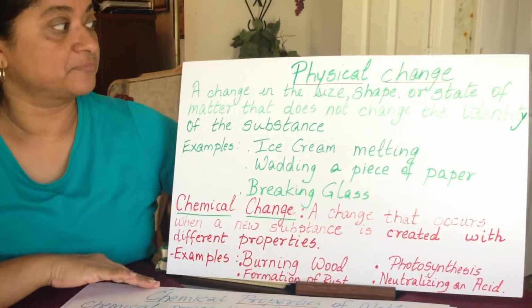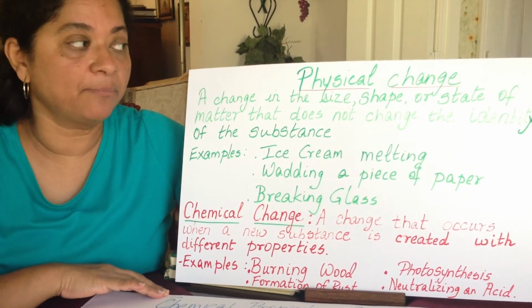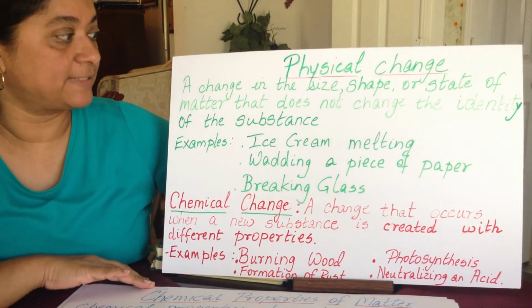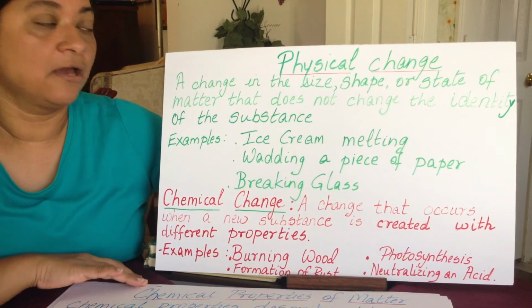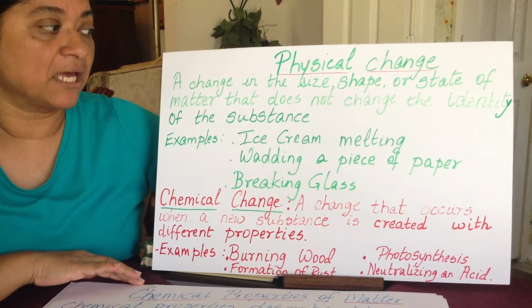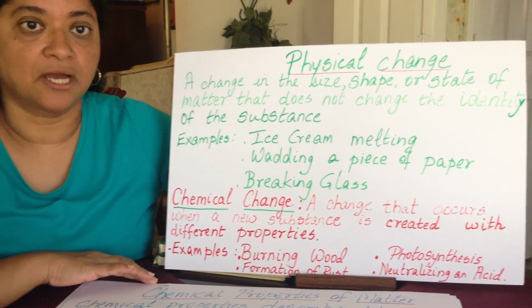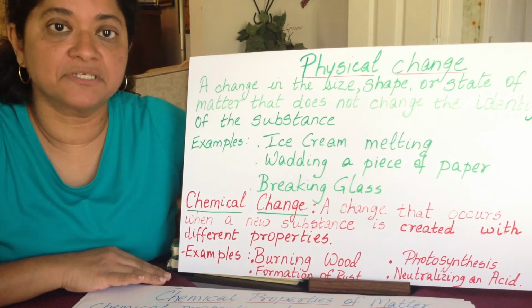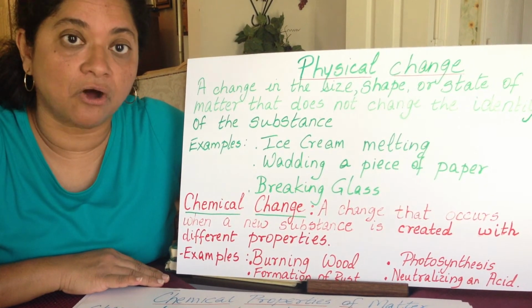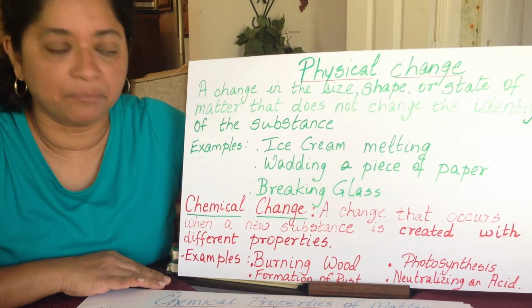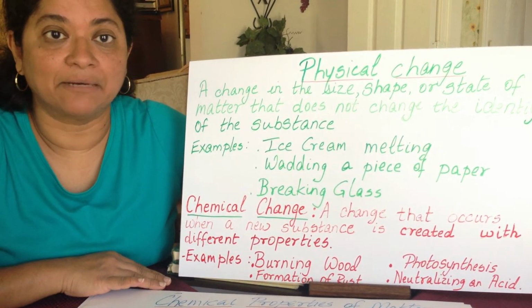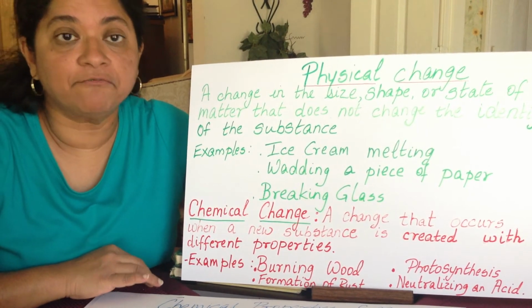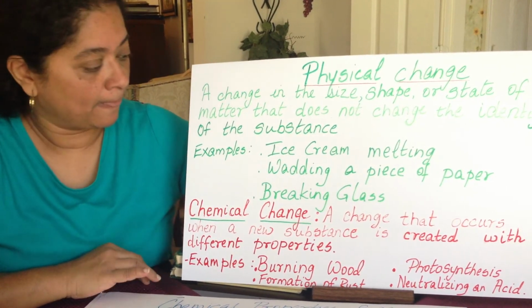A physical change is a change in the size, shape, or state of matter that does not change the identity of the substance. For example, ice cream melting is a physical change. I can refreeze that ice cream, get the ice cream back. Wadding a piece of paper is a physical change because I did not change or alter the identity of the substance. It's still paper. Breaking glass: I broke the glass into smaller pieces, but all the smaller pieces are still glass. So therefore, that was a physical change.